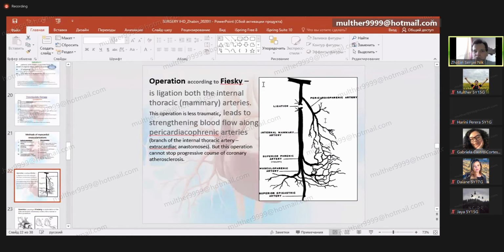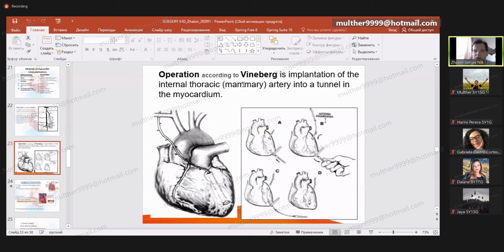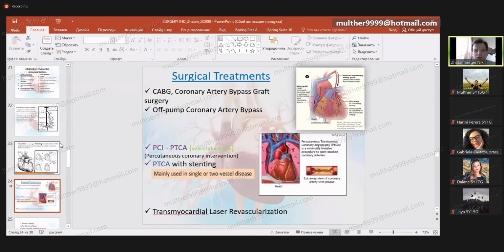As an example, what is it? Operation by Fiske, operation of Weinberg. And the main one, you know, is CABG, coronary artery bypass graft surgery, off pump coronary artery bypass grafting, and the mini-invasive method, percutaneous coronary intervention. I will show it to you, I will demonstrate it. Video, sorry. I will start it.